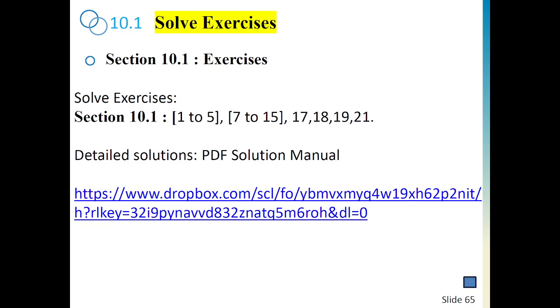So there are plenty of exercises for you to solve, to have some fun, and you also have the solution manual. So this part here is quite straightforward.